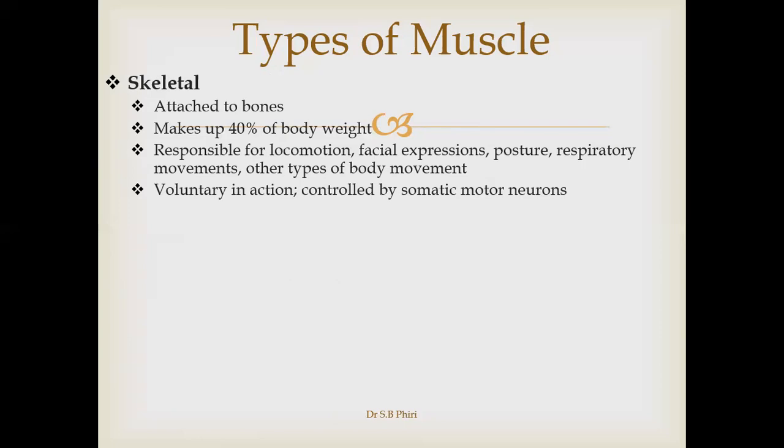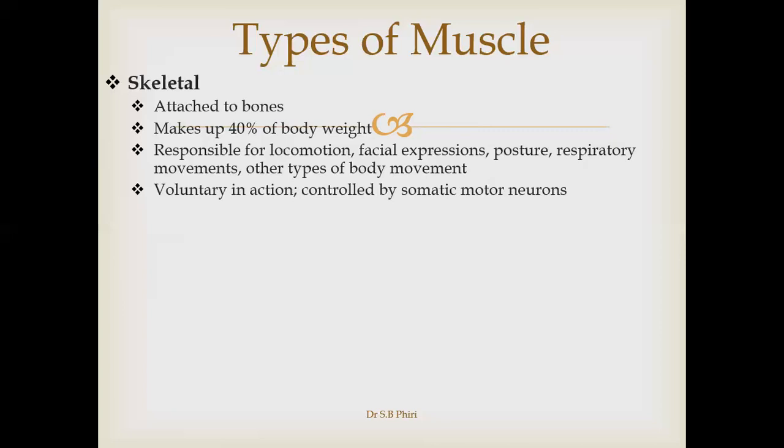Then in terms of function, they are voluntary. So they are voluntary in action. They are controlled by somatic motor neurons. So you have somatic motor neurons from the central nervous system, which is the brain and the spinal cord, that will innervate the skeletal muscles. So these neurons are called lower motor neurons. So you have the upper motor neurons from the brain, the spinal cord, then you have the lower motor neurons from the spinal cord all the way to the peripheral structures, to the muscles.